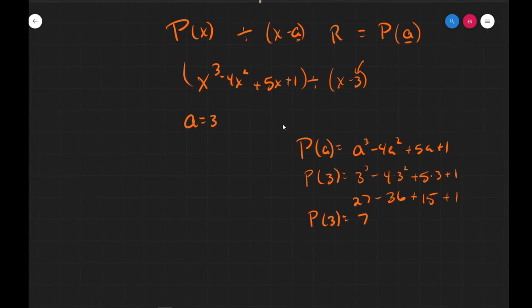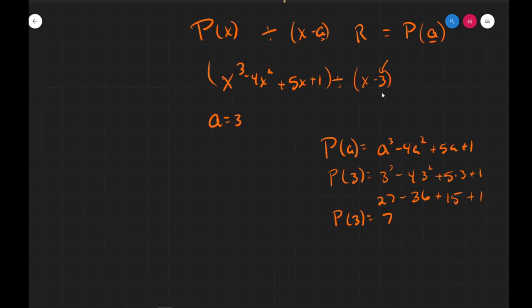So let's see if we can use synthetic division. If I take this and plug in a, the value that makes this parenthesis 0, into my synthetic division problem, and grab the coefficients, 1, -4, 5, and 1, and do synthetic division with this. Nope, that's a lie. Just come straight down.